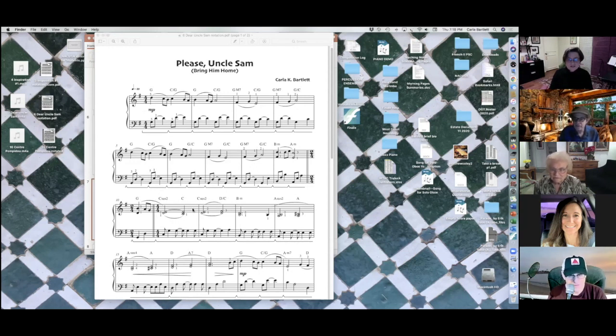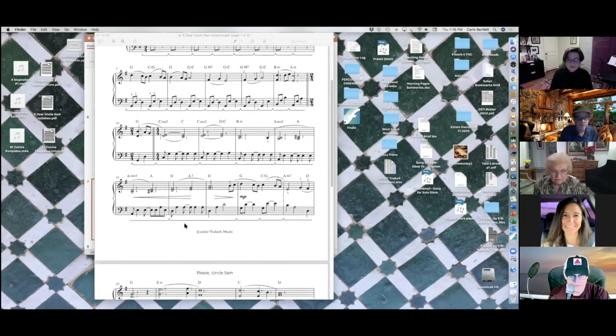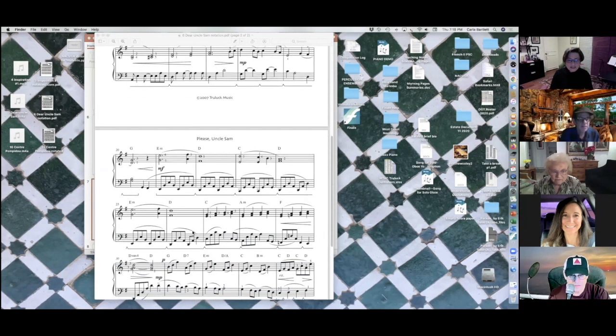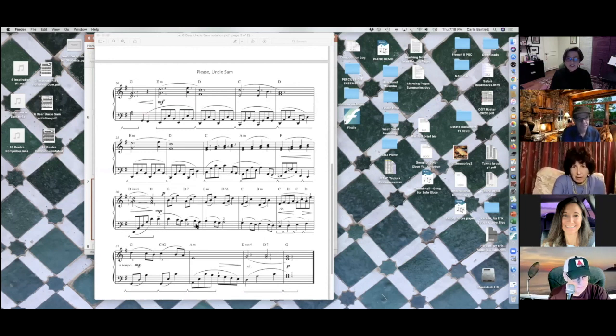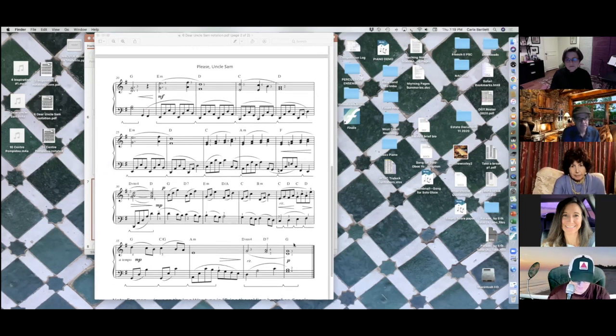Other devices to notice would be the pedal point, consistent pedal point throughout the piece, the use of the minor, and when the melody comes back here at the end, we've got it in the left hand lower, which adds a little more of a bittersweet flavor to it. And then right here in the last measure, we see bring him home in augmentation.